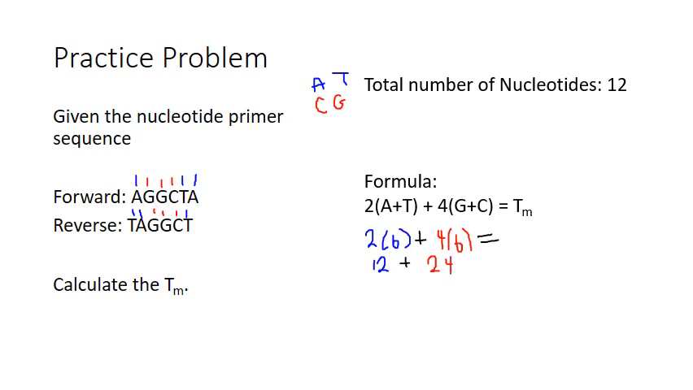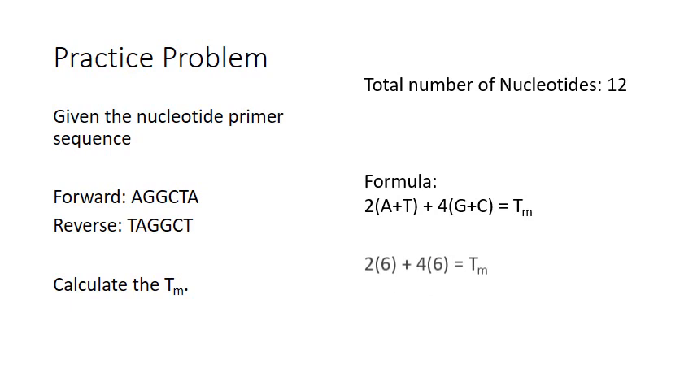And then that is going to give me an answer if I do some simple addition, right? So 12 plus 24, well, that is going to be 36, if my math is right. Okay, so 12 plus 24 is 36. Let's see if I got this right. 2 times 6 plus 4 times 6. Yeah, so far so good. That's 12 plus 24. So my annealing temperature is 36 degrees centigrade. All right, so 36 degrees is what I'm going to set my PCR thermocycler to for the annealing temperature for these primer sequences. Okay. Good.